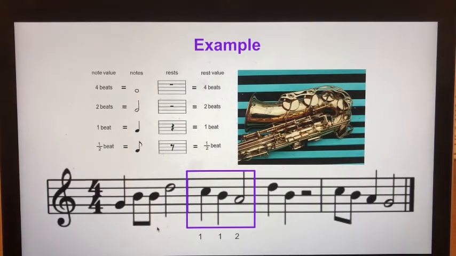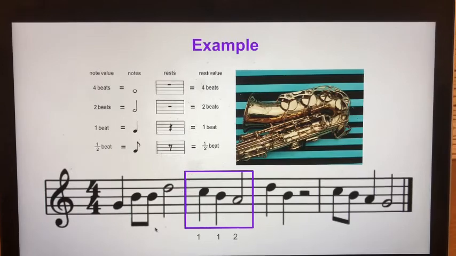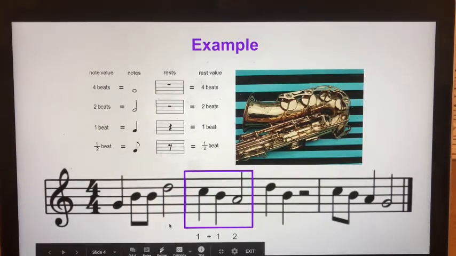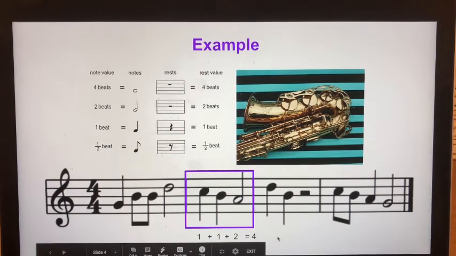Now, just remember, the magic number is 4. We have to make sure everything adds up to 4. Let's see if it works. 1 plus 1 plus 2 equals, let's do it, 1 plus 1 equals 2, 2 plus 2 equals 4. So it works.